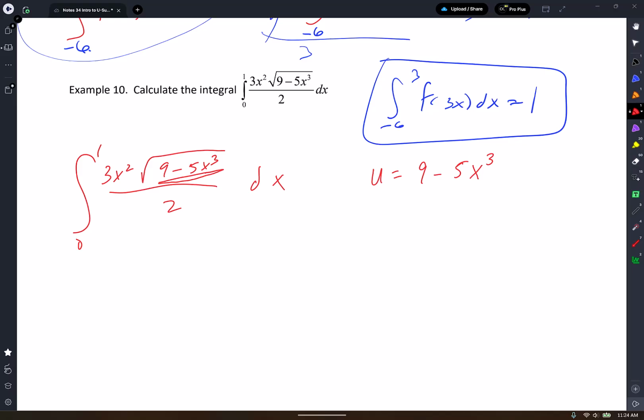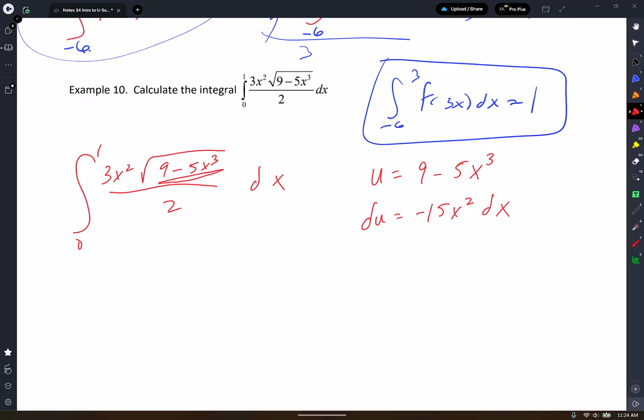Whenever you take a derivative of a polynomial, it goes down 1 degree. And guess what I have on the outside of that square root? The degree of 2. Do you see it? Yeah. So here we go. du equals, what's the derivative of 5x cubed? And then I put a dx.